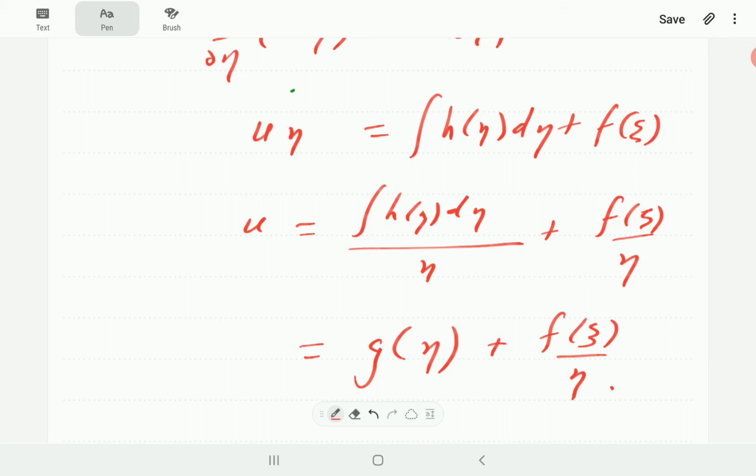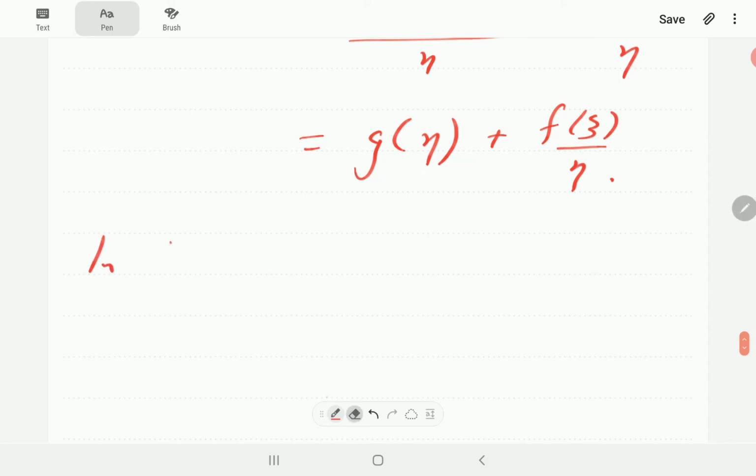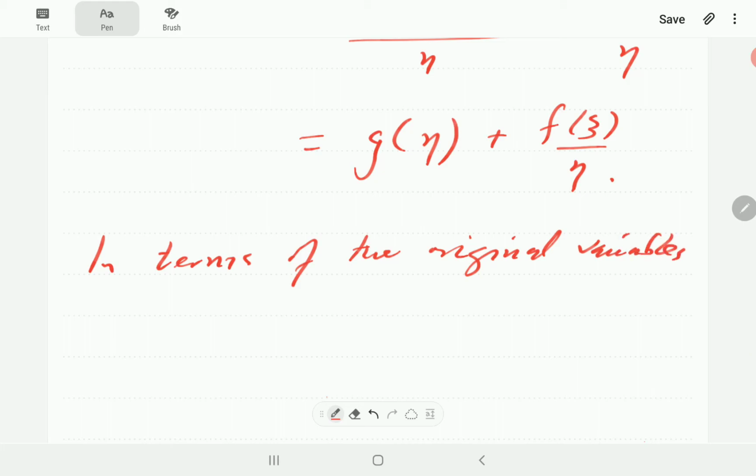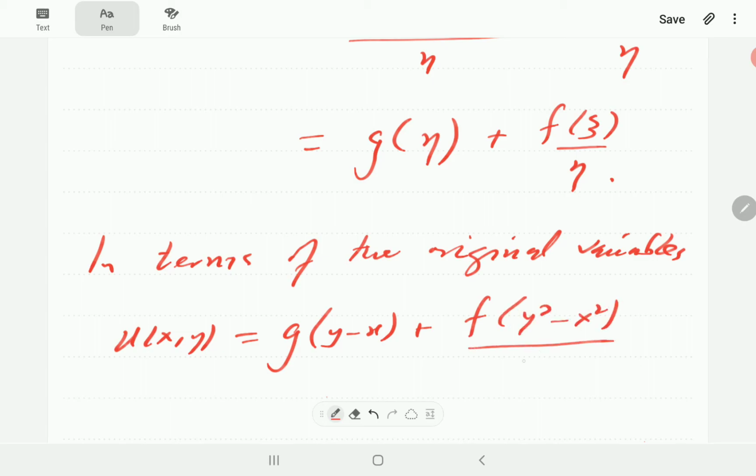Now, in terms of the original variables, we can write this as u(x,y) equal to g of (y minus x) plus f of (y squared minus x squared), all divided by (y minus x).